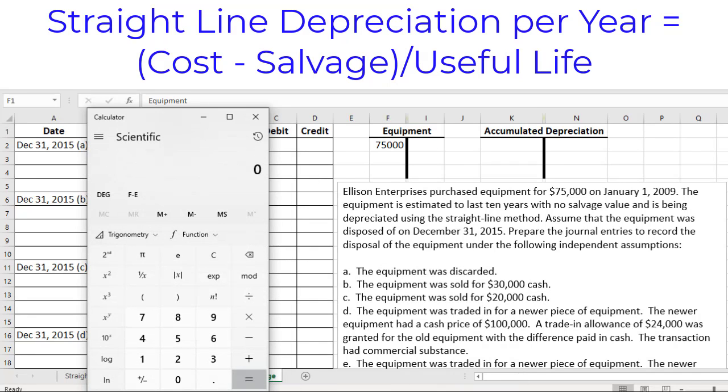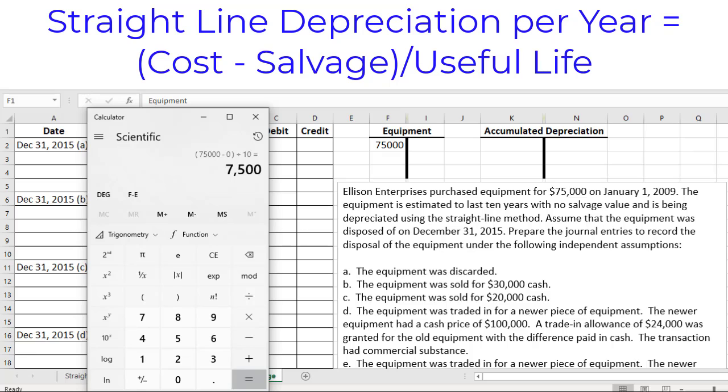So let's do that here. We'll take the cost of $75,000 minus the salvage value, which is 0 since there's no salvage value, and then divide that by the useful life, which in this case is 10 years. So that tells us that the depreciation per year is $7,500.